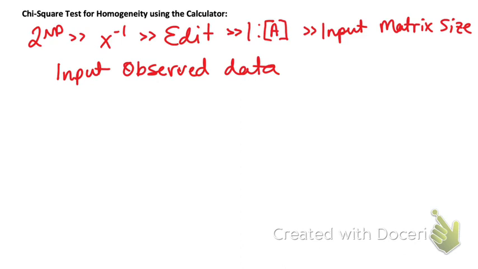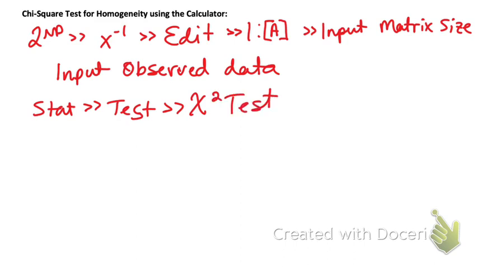All right, does everybody have their matrix plugged in? Got your matrix in? All right. Stat. Test. C for chi-square test. Stat. Test. C. Chi-square test. Stat test C. Chi-square test.